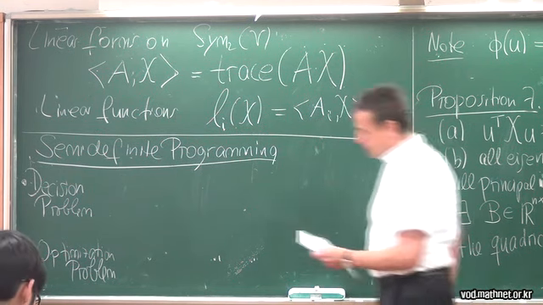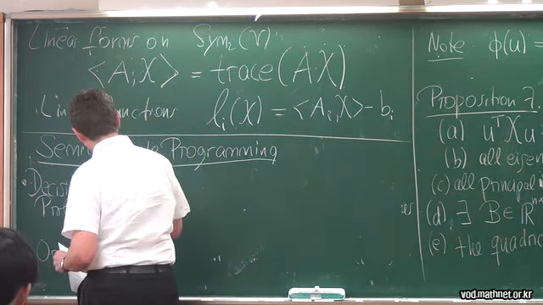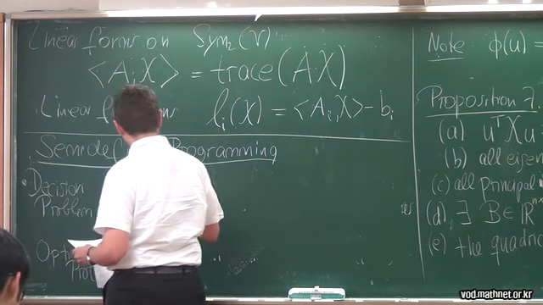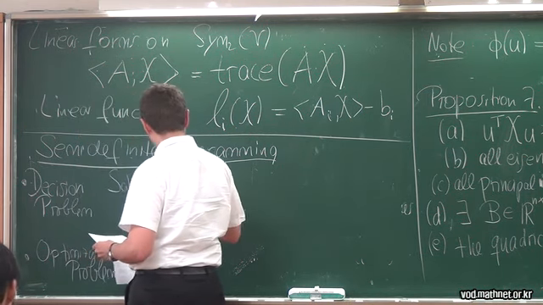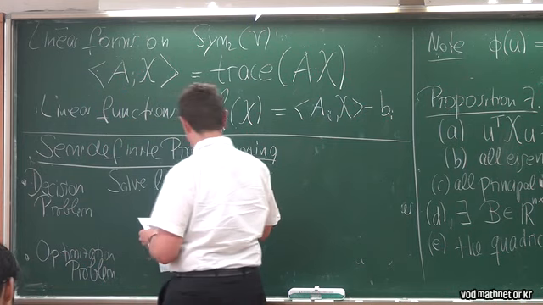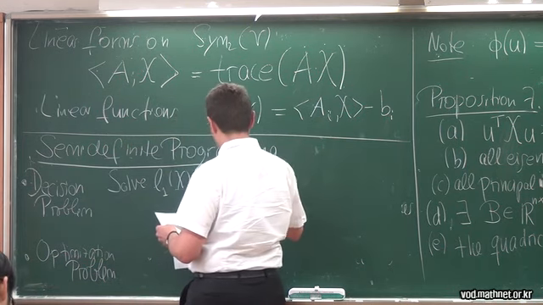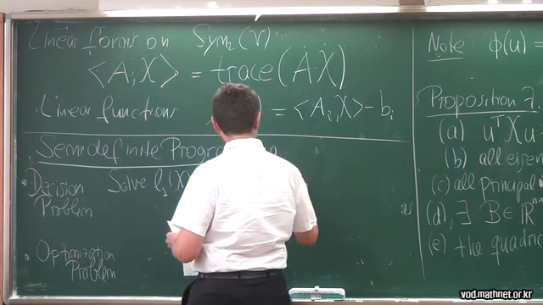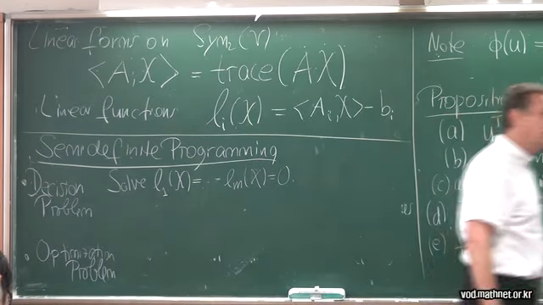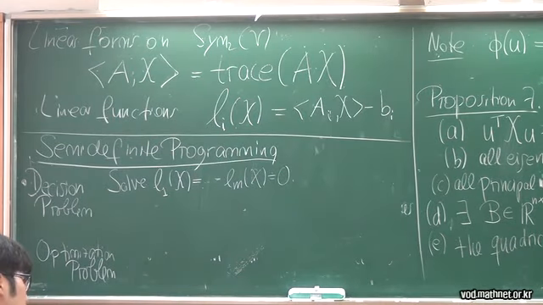So the decision problem is to solve a linear system of equations, L1 equals 0, and so on, Lm equals 0.